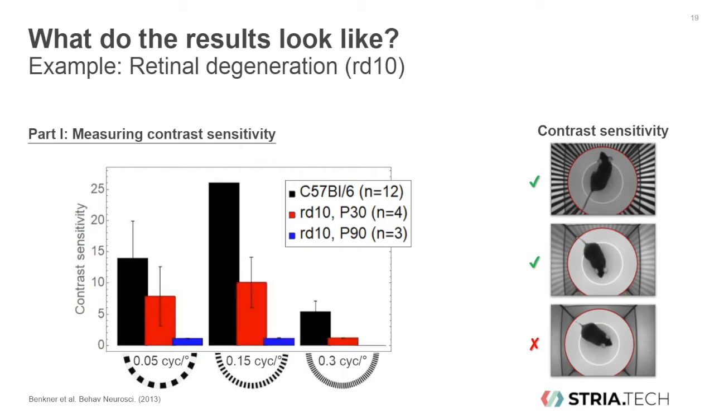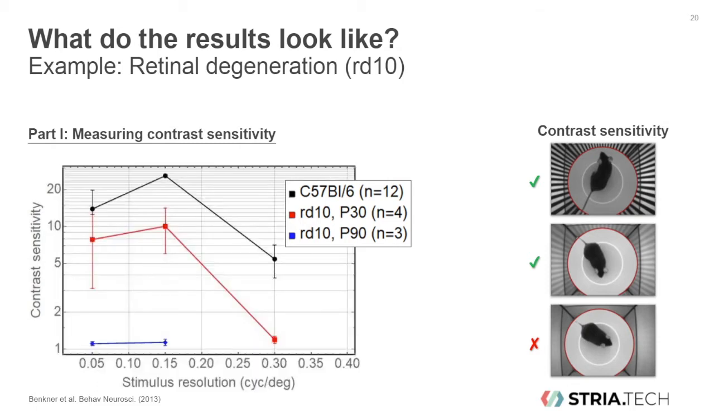Here are the results for contrast sensitivity for 2 additional resolutions. You can see that 0.15 cycles per degree is a better resolution, while even finer stripes with a resolution of 0.3 cycles per degree don't trigger the optomotor reflex as strongly. In fact, old RD10 animals don't show the optomotor reflex at all at this high resolution. This line graph shows the same data again, the contrast sensitivity of wild-type mice in black and young and old RD10 animals in red and blue, respectively, measured at these 3 different resolutions.